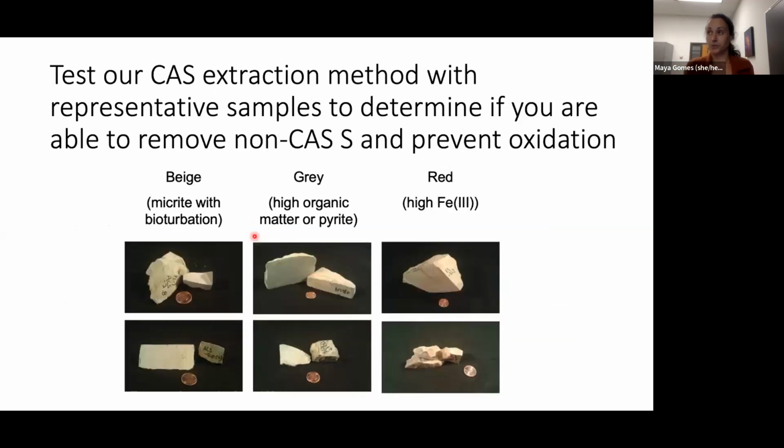And I do think that you should test your methods before you start. This is just an example from when I was a grad student. I took a bunch of representative samples that had different characteristics that might make it harder to get a really robust sulfur isotope signal. So I chose some beige rocks, but also some gray rocks that I interpreted to mean that they had higher organic matter or pyrite, and some red rocks, which I took to mean that they would have higher amounts of iron oxides. And I did a bunch of different method tests. Ultimately, I was able to choose the one that did the greatest job of removing non-carbonate-associated sulfate and sulfur forms, as well as gave a consistent result. And so I encourage you to do that when you're starting.